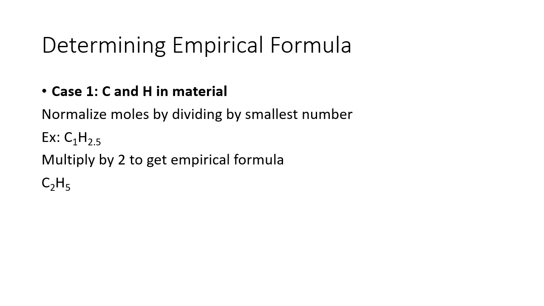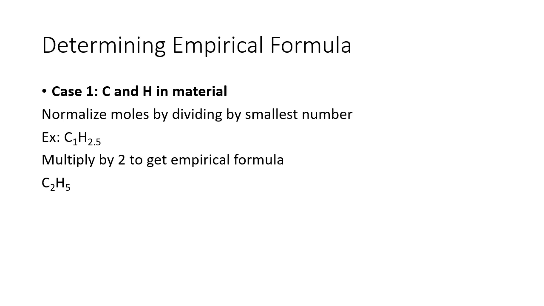Let's say we want to determine our empirical formula and we have just carbon and hydrogen in the material. So we get to moles using the previous technique, and then we normalize the moles by dividing by the smallest number of moles, whatever that happens to be. And let's say we ended up with a formula that's like C1H2.5. We want to get to whole numbers for our empirical formula. So in this case, if we multiply by 2, we will get 5, because 2.5 times 2 is 5. So an empirical formula of C2H5.